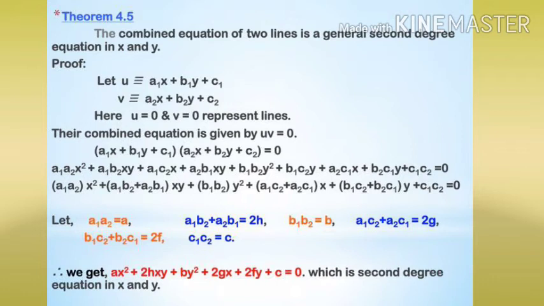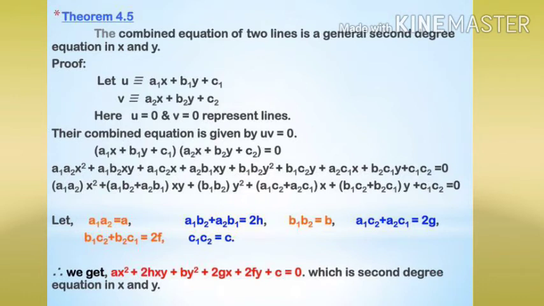The combined equation of two lines is a general second degree equation in x and y. Let us consider the two lines u = a1x + b1y + c1 and v = a2x + b2y + c2, so u = 0 and v = 0. Clearly these are two equations of lines. So the combined equation, we all know, is u into v is equal to 0.